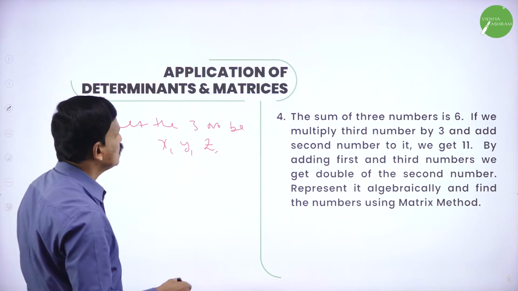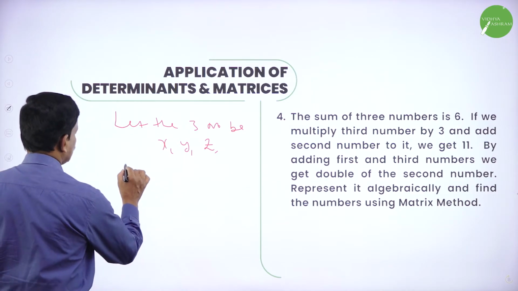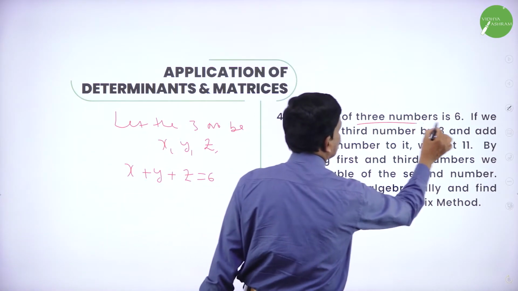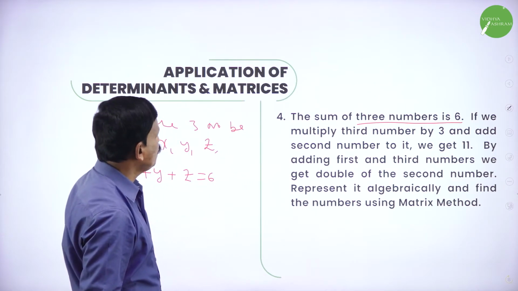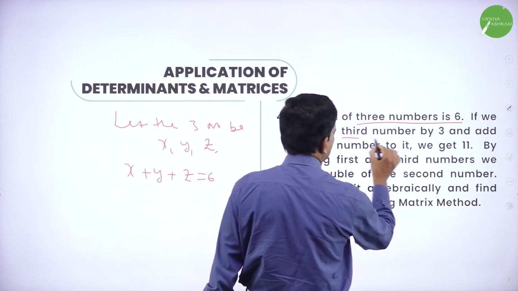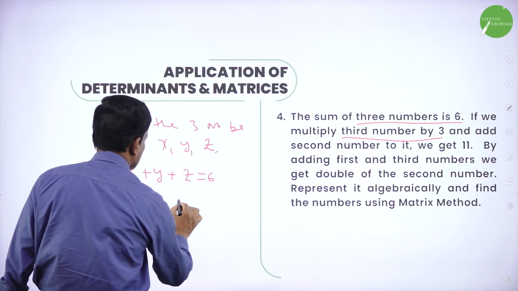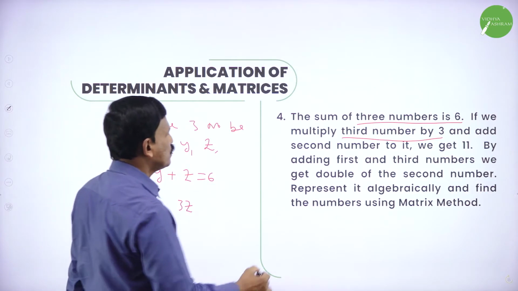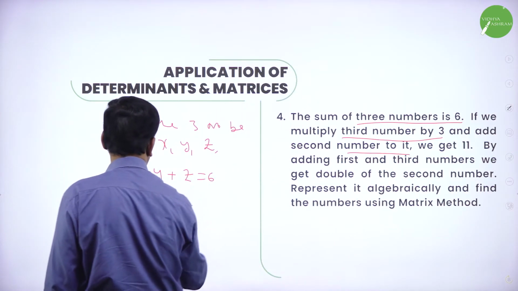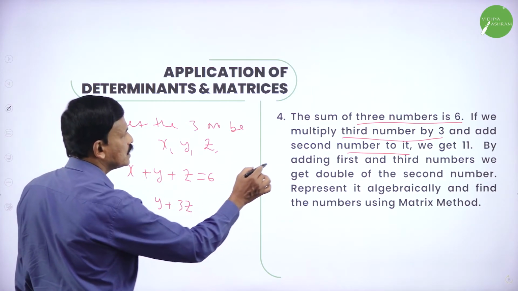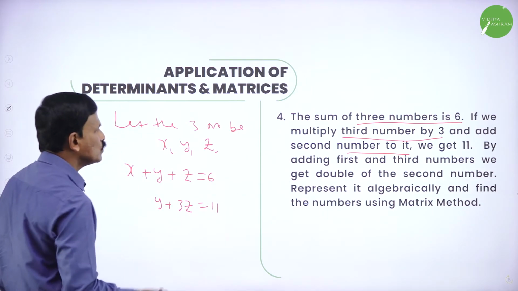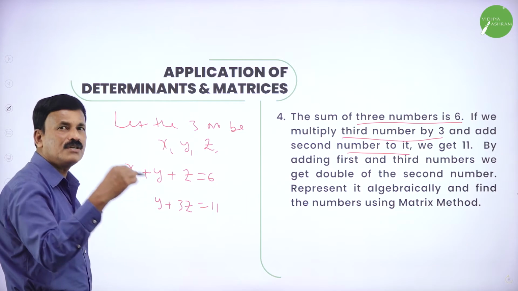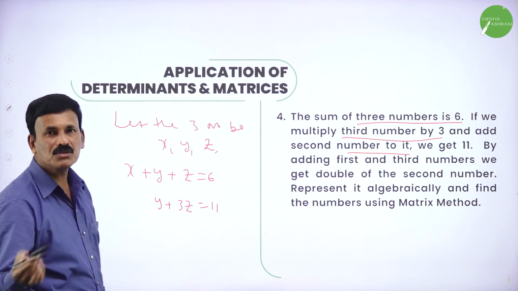What is the problem given? The sum of three numbers is 6. Sum of three numbers means x plus y plus z is equal to 6. First point. Second, if we multiply third number by 3, third number means z, 3z, and add second number to it, second number is y, y plus 3z, we will get 11. So y plus 3z is equal to 11.